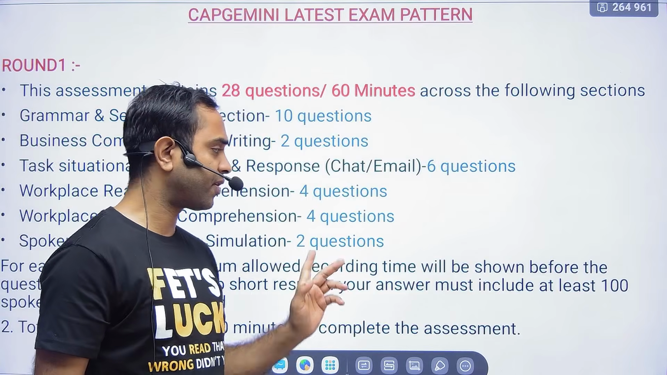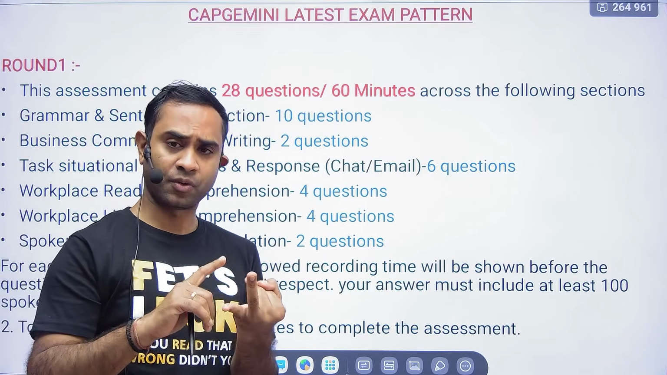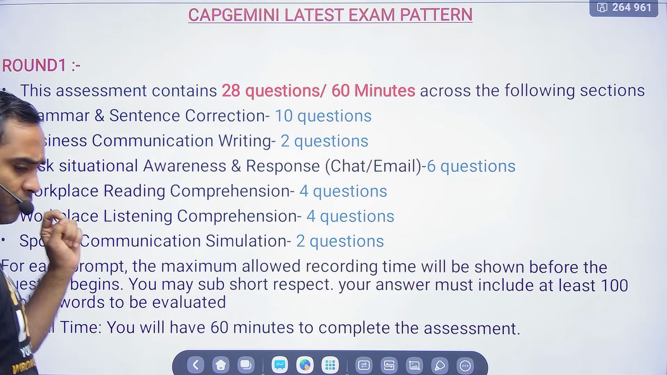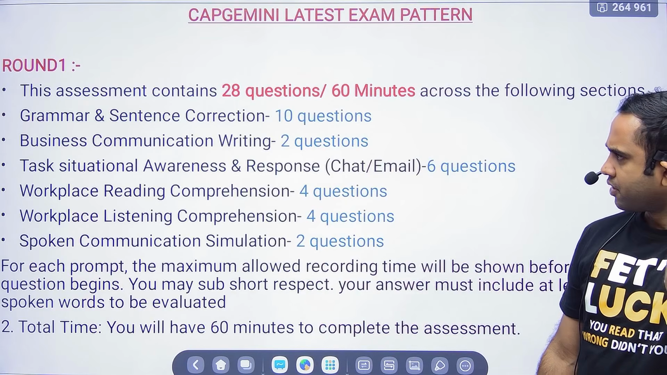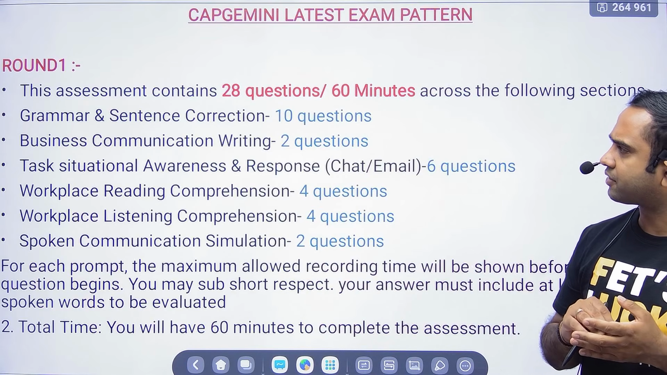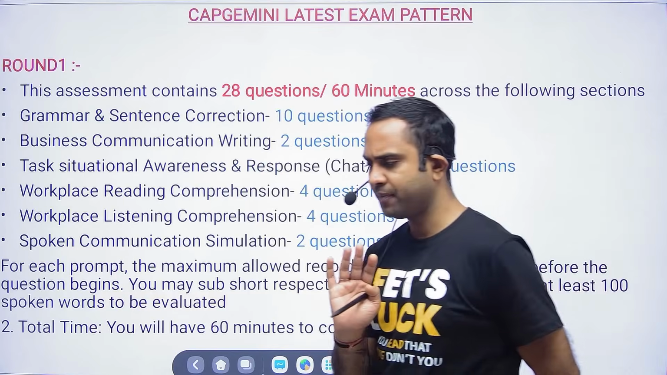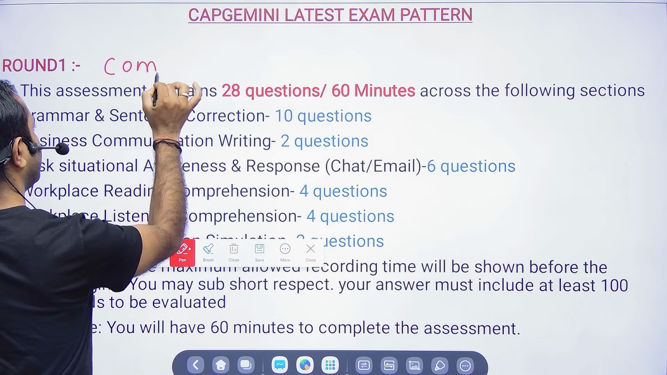Capgemini is only having, because Capgemini either asks a communication round or they ask verbal ability, so they don't ask together, but last year they have asked. Okay, fine. So based on what is communicated in your college, you can prepare. Okay, now friends, if we talk about the communication round, round 1 is your communication round, as we saw.